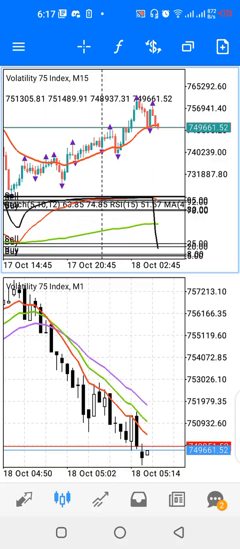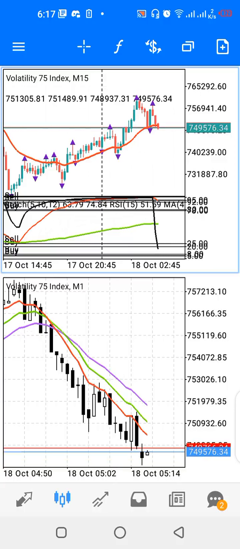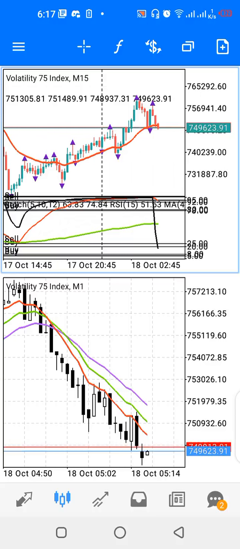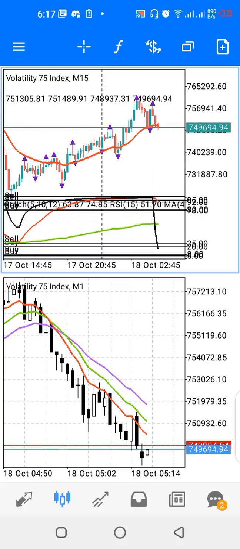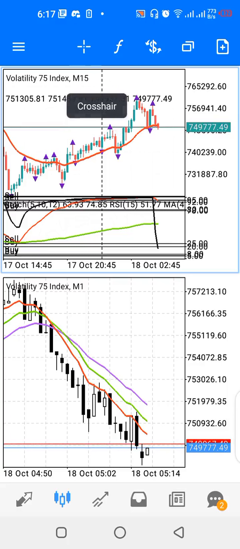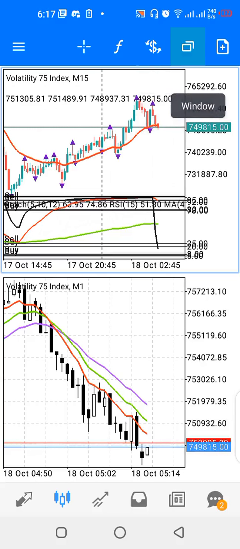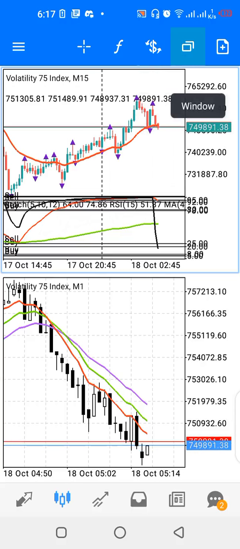First of all, how do you separate your MT5 chart into two? You do this by looking at the icons at the top of the chart. At the top of the MT5 application, you have crosshair, indicators, symbol, then you have window. This particular icon is what you are going to press on. You press on this, then it gives you a prompt like this.